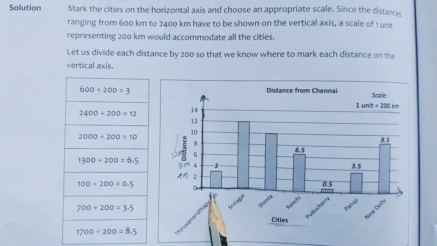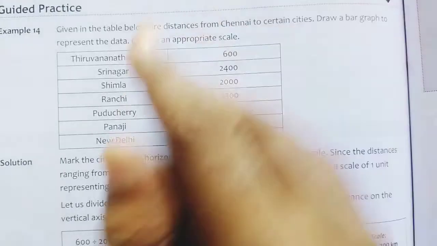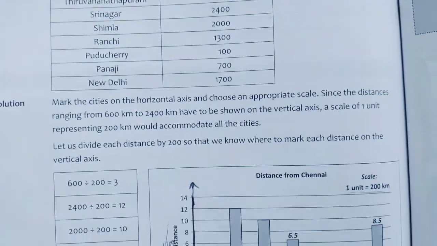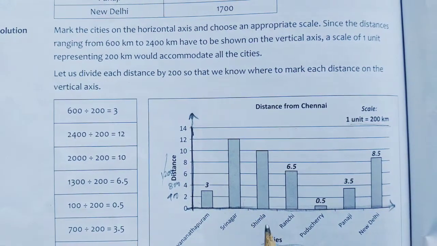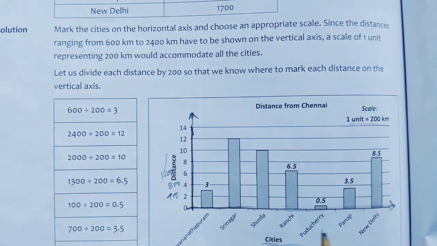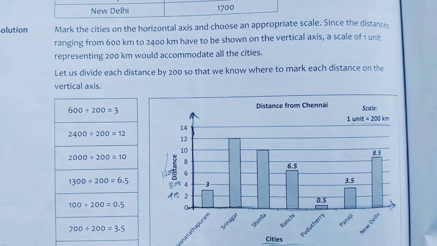So the first place is Thiruvananthapuram. Here is Thiruvananthapuram, so write it here first. Next Srinagar, next Shimla, next Ranchi, next Puducherry, Panaji and New Delhi.